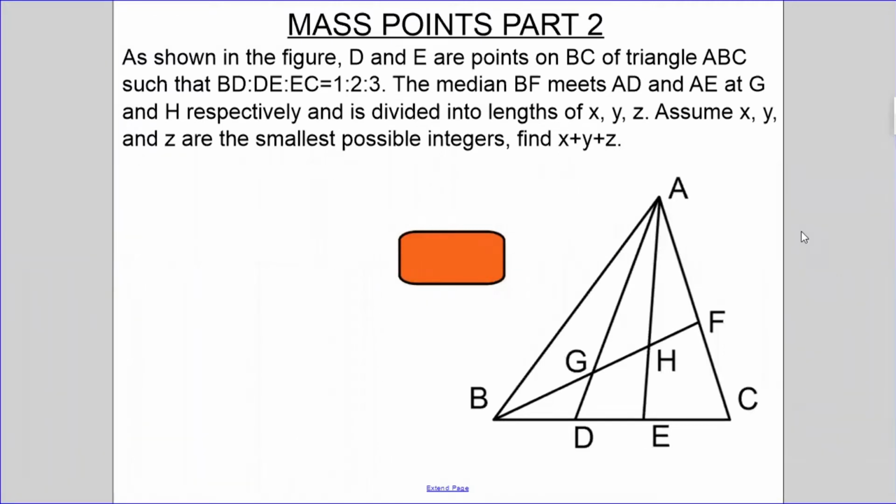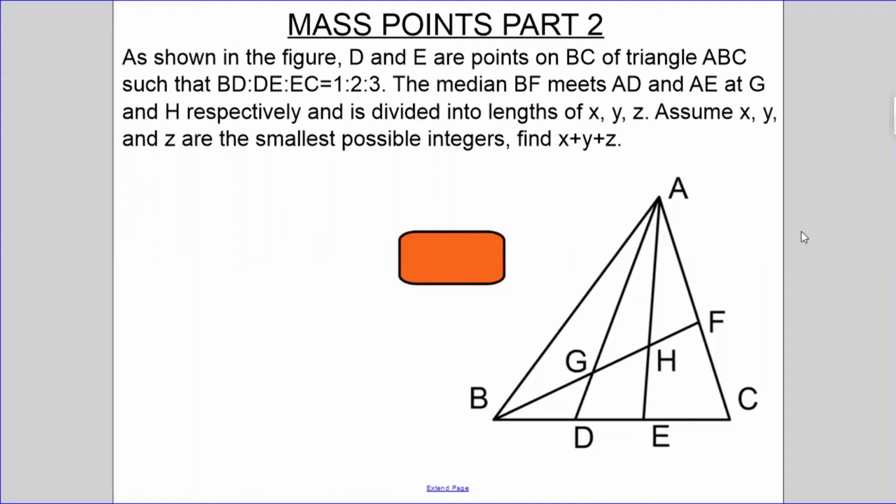In the previous video, we did an intro to mass points, how to use it, why it works, and some more simple problems. Again, the big thing we want to look out for is cevians and anytime we see a ratio. So in this figure, D and E are points on BC on triangle ABC, such that BD to DE to EC is a 1 to 2 to 3 ratio. So instantly that's a red flag for mass points.